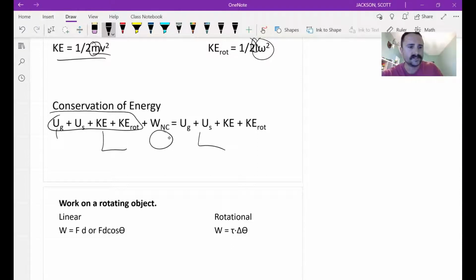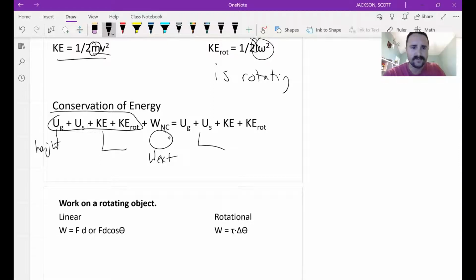Remember, you have potential energy if you have a height. You have spring potential energy if you have a spring compressed or extended. You have kinetic energy if it's moving. You have rotational kinetic energy. Is it rotating? Okay? And so that's when you have rotational kinetic energy. We never used the term work non-conservative this year. We said, was there work external to the system?